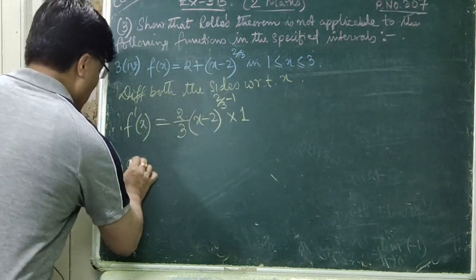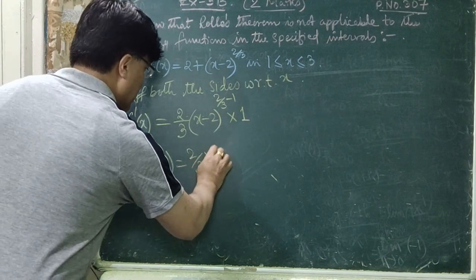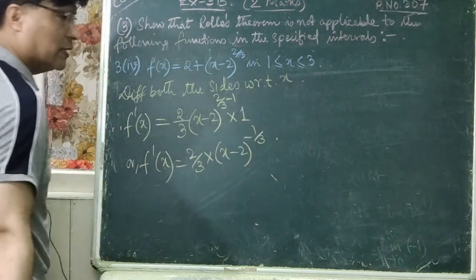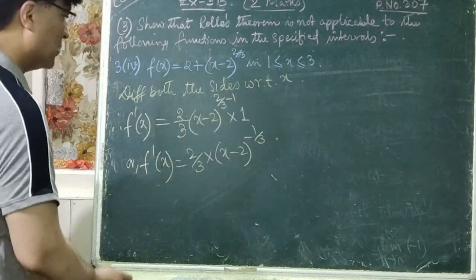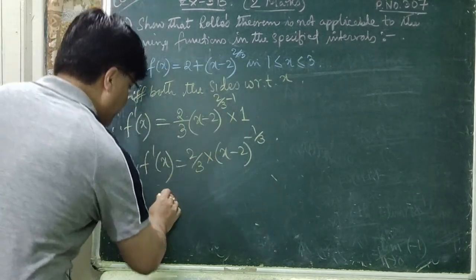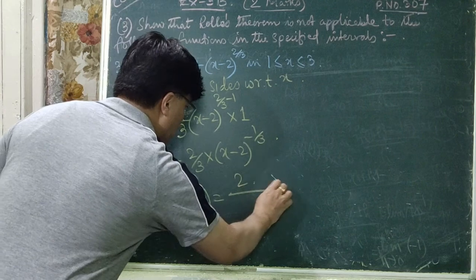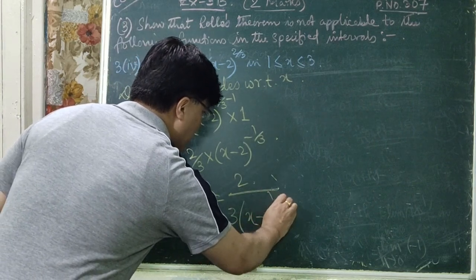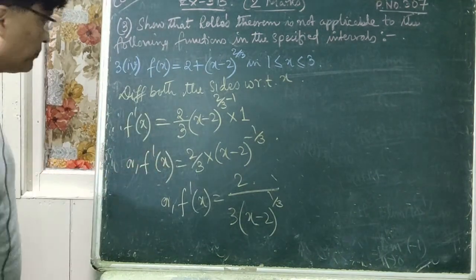Okay. So f dash of x is equal to 2 by 3 into x minus 2 whole to the power minus 1/3, isn't it? So 2 by 3 minus 1 will be equal to minus 1/3. So you can simplify it further, or f dash of x is equal to 2 upon 3 within bracket x minus 2 whole to the power 1/3. So I think you have understood this one.